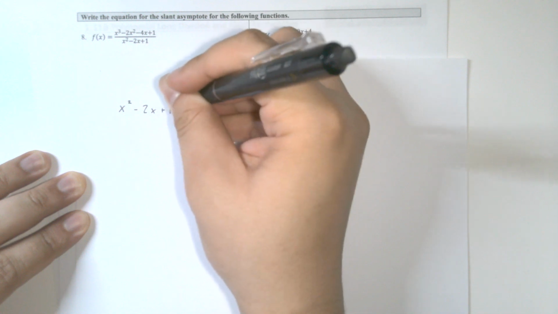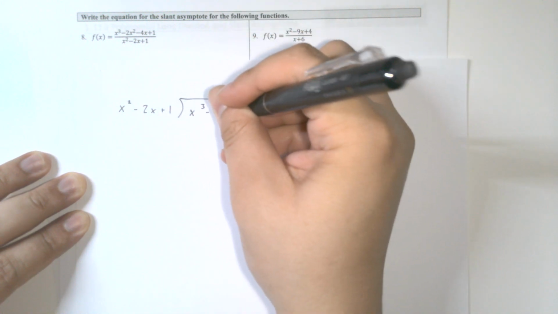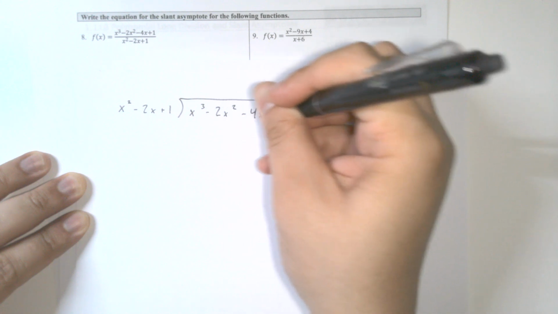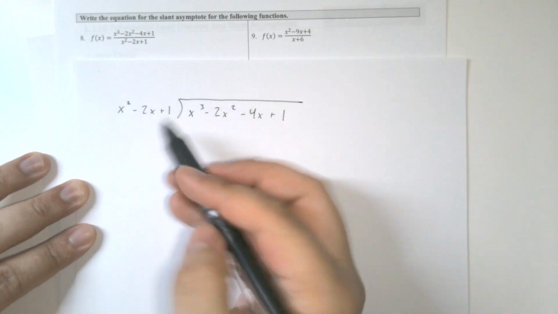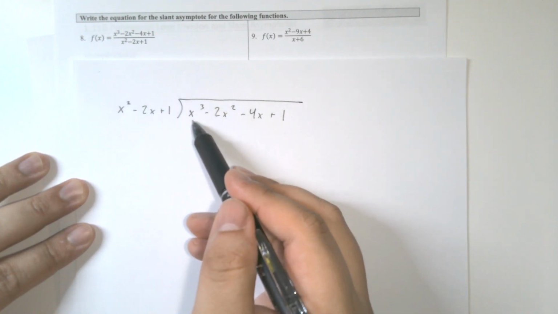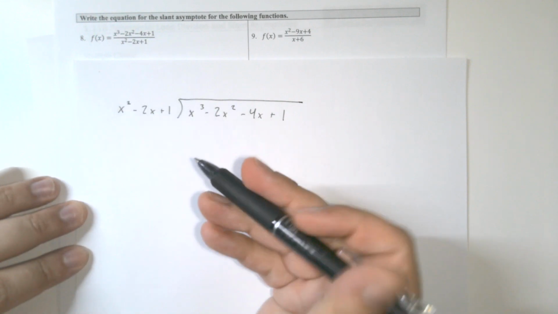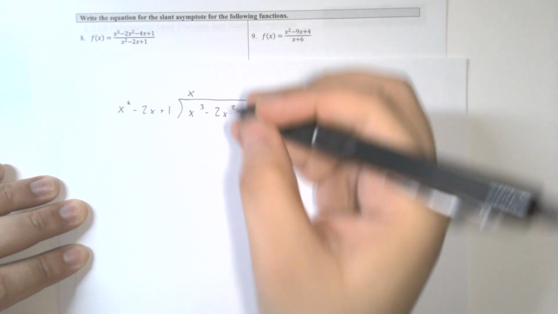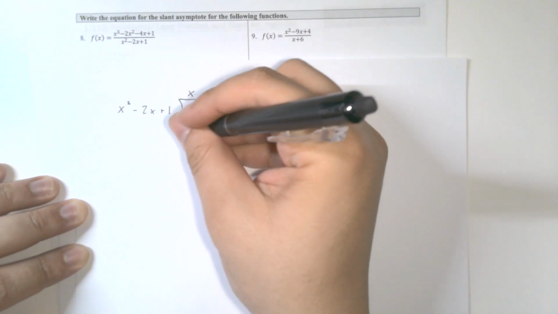So looking at number 8, we want to know how many times x squared minus 2x plus 1 goes into x cubed minus 2x squared minus 4x plus 1. So we ask ourselves, how many times does x squared go into x cubed? Or in other words, x squared times what gives us x cubed? That would be x. And so we multiply all of this by x.